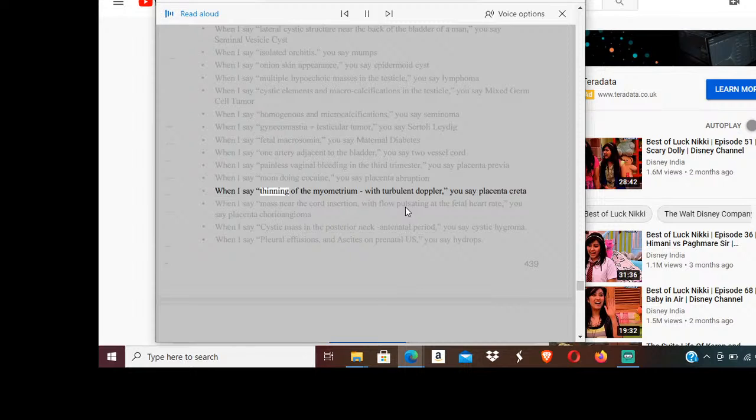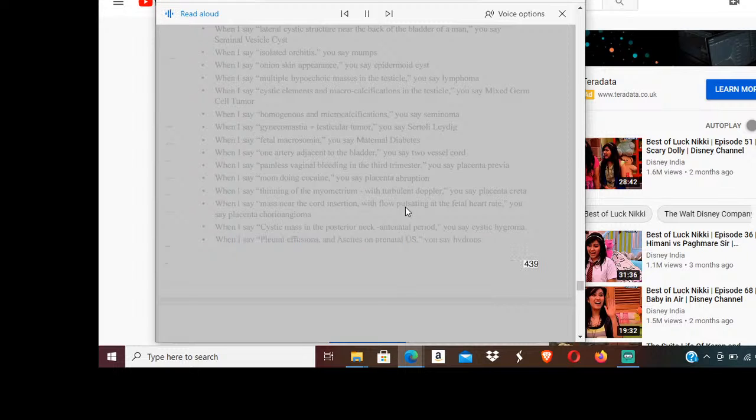When I say thinning of the myometrium with turbulent Doppler, you say placenta creta. When I say mass near the cord insertion with flow pulsating at the fetal heart rate, you say placental chorioangioma. When I say cystic mass in the posterior neck, antenatal period, you say cystic hygroma. When I say pleural effusions and ascites on prenatal US, you say hydrops.